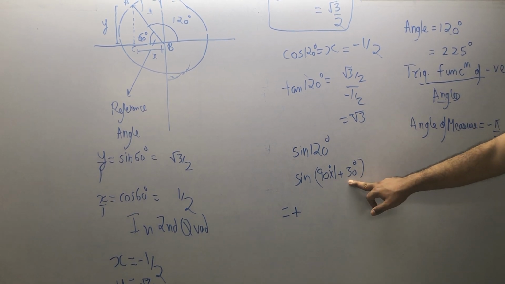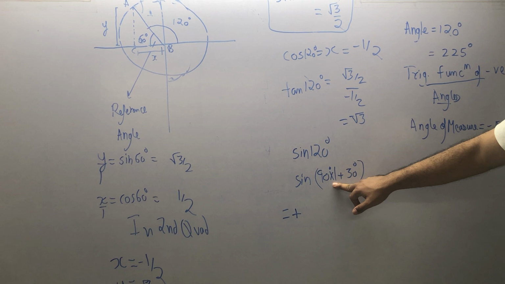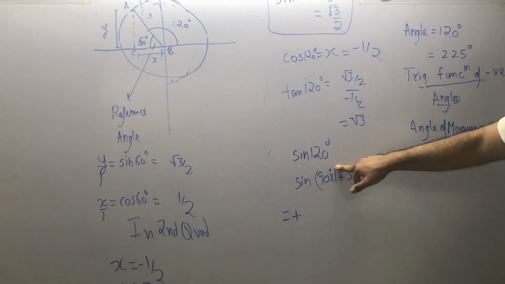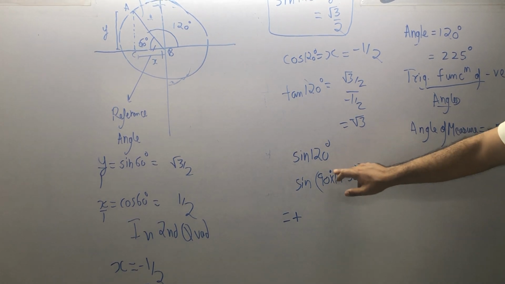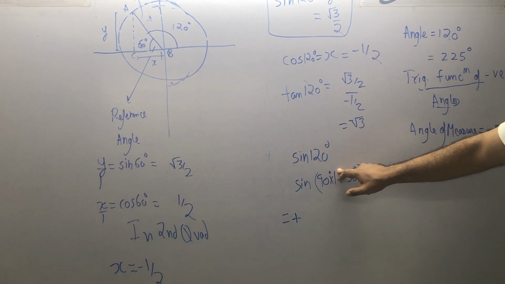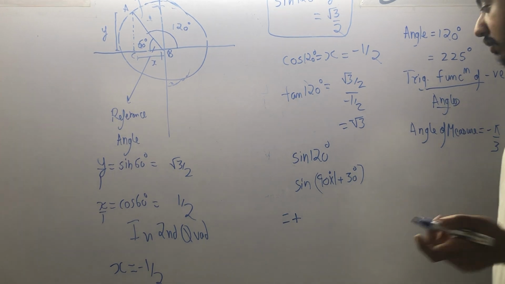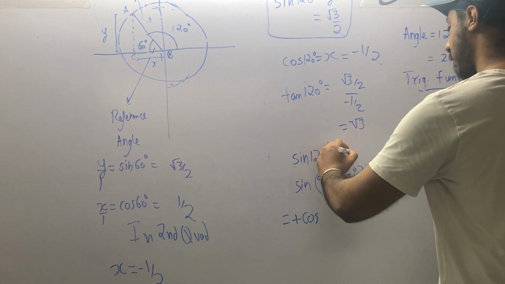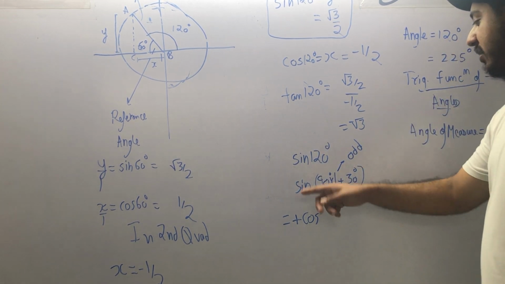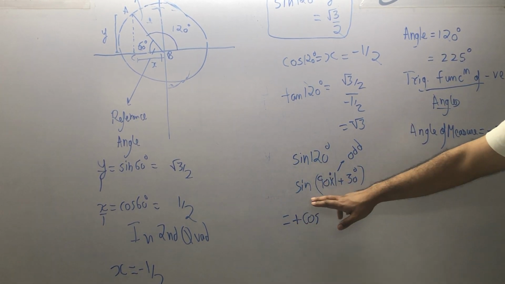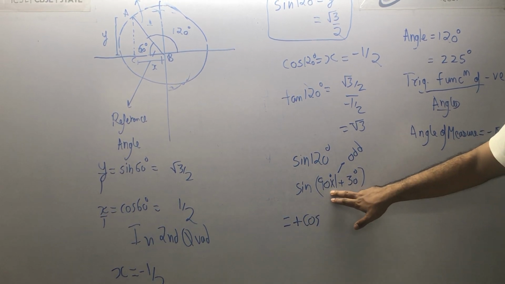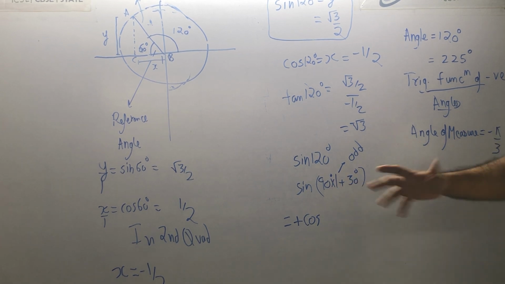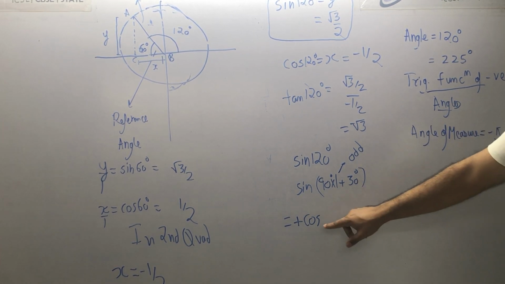Now look carefully here again. 90 into 1 plus 30. So you are multiplying 90 with 1. Is 1 even or odd? 1 is odd. So if there is an odd number with the multiplication number, what will happen to sine? Sine will get converted to cos. 1 is odd, so you will change sine to cos. You will change sine to cos in case this number is odd. If it was 90 into 2, then sine will remain sine. But if it was 1, 3, 5, 7, any odd number, then it will turn to cos.